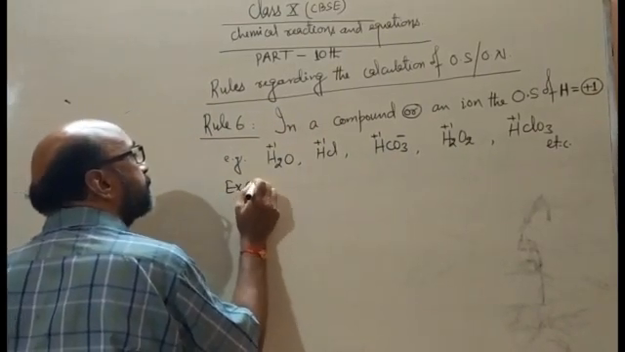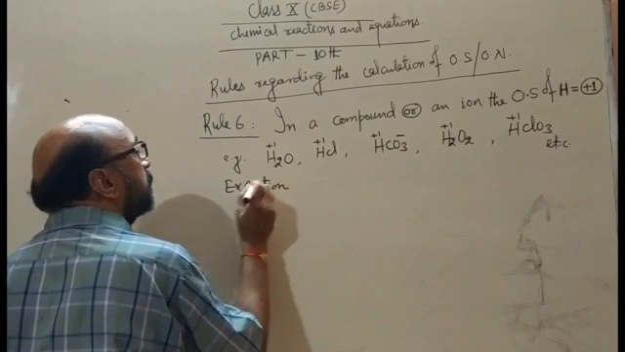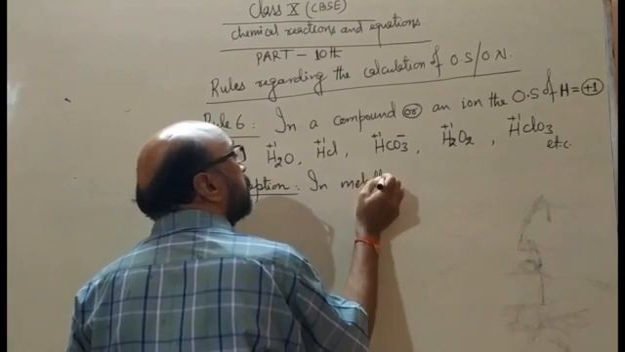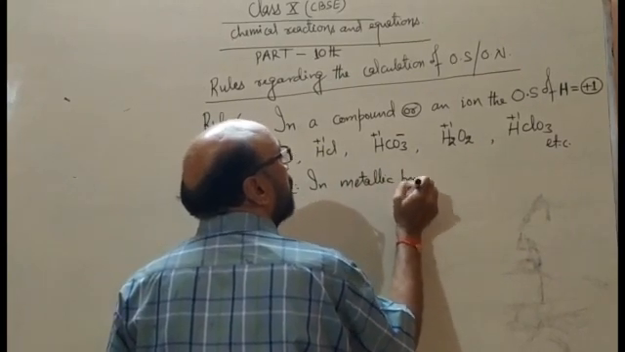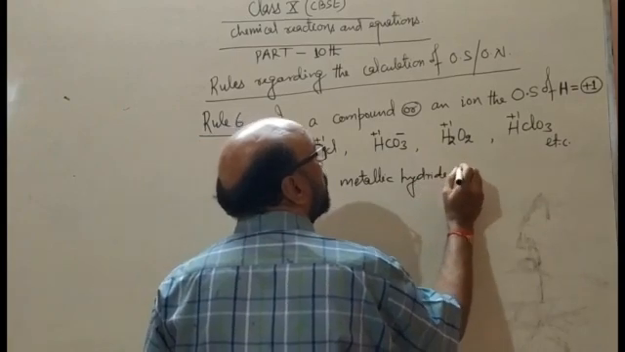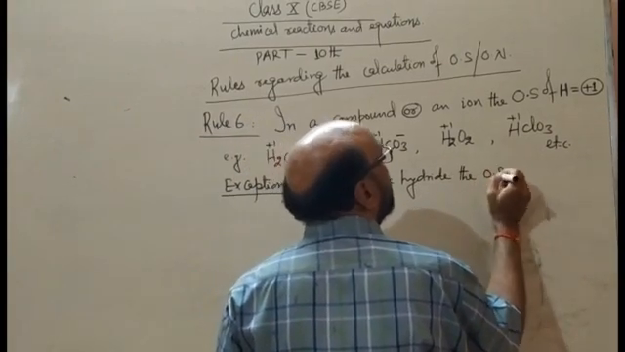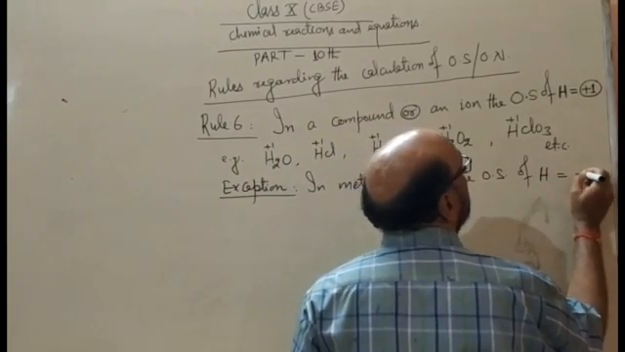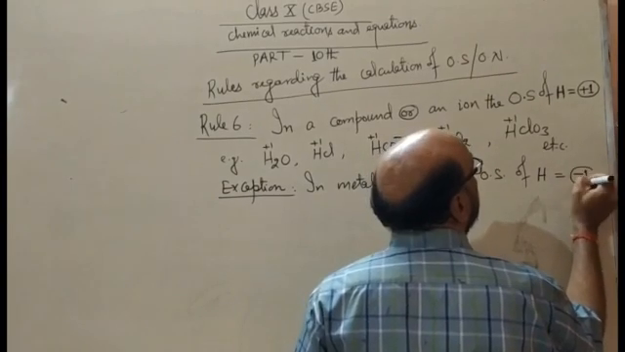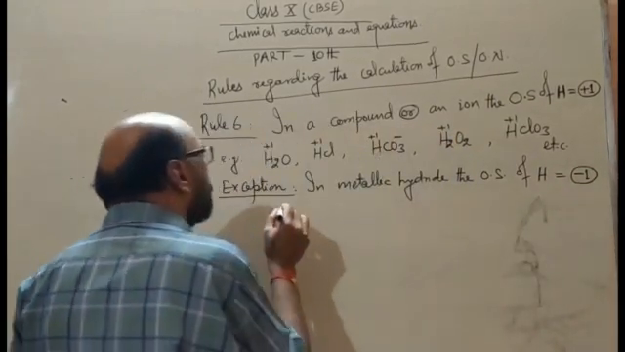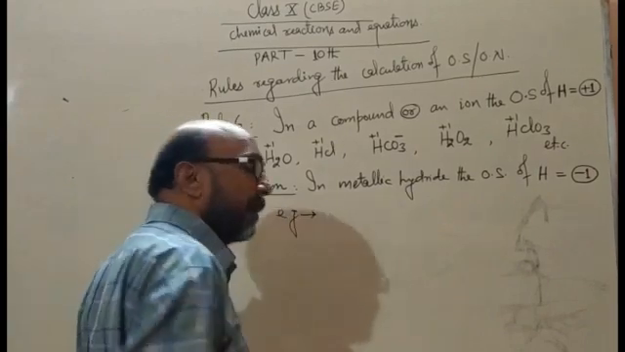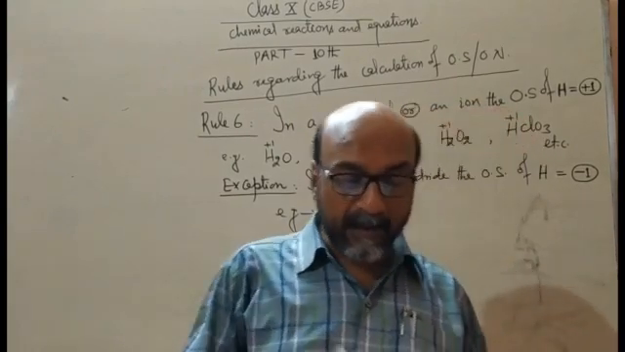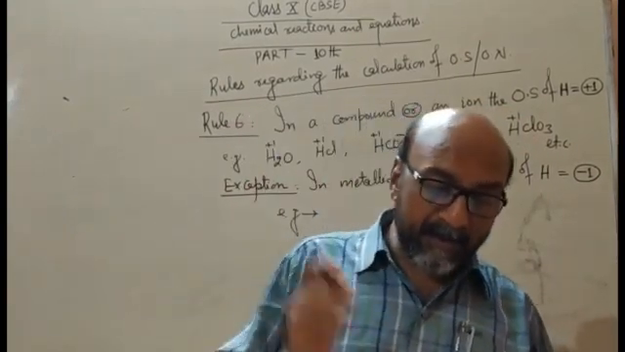Exception: in metallic hydrides, the oxidation state of hydrogen is minus 1. And examples of these metallic hydrides are sodium hydride, potassium hydride, calcium hydride, magnesium hydride, etc.